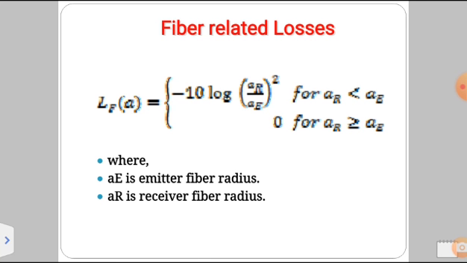If not, that is another condition, for AR greater than or equal to AE, then the loss is said to be 0. That is clearly mentioned.